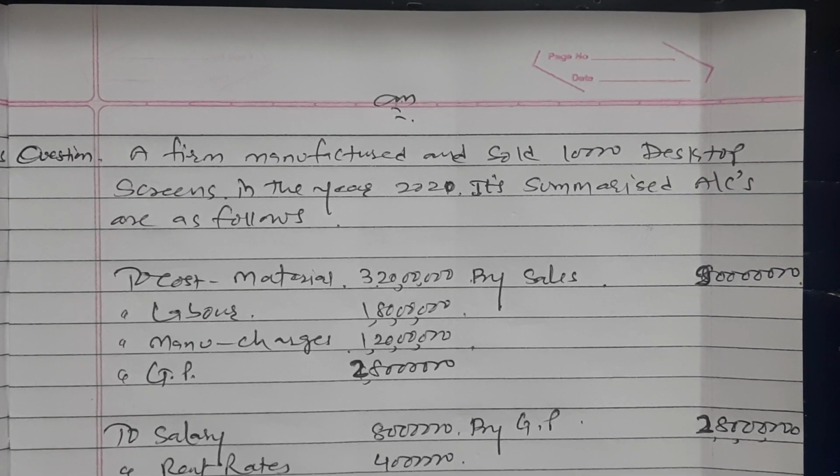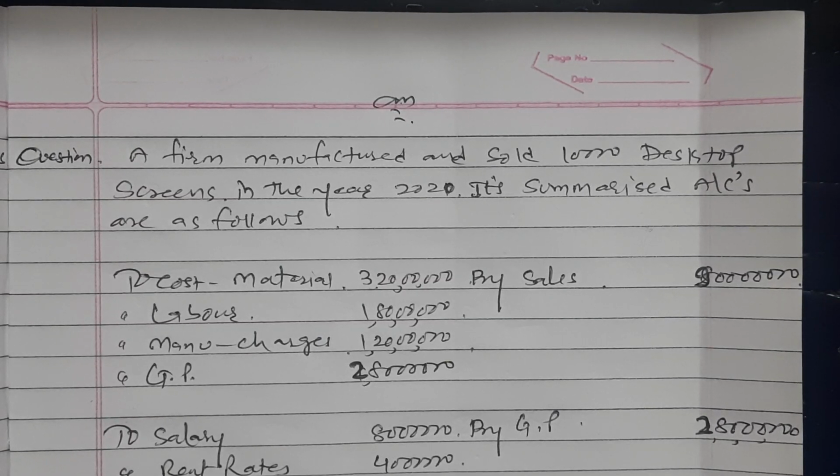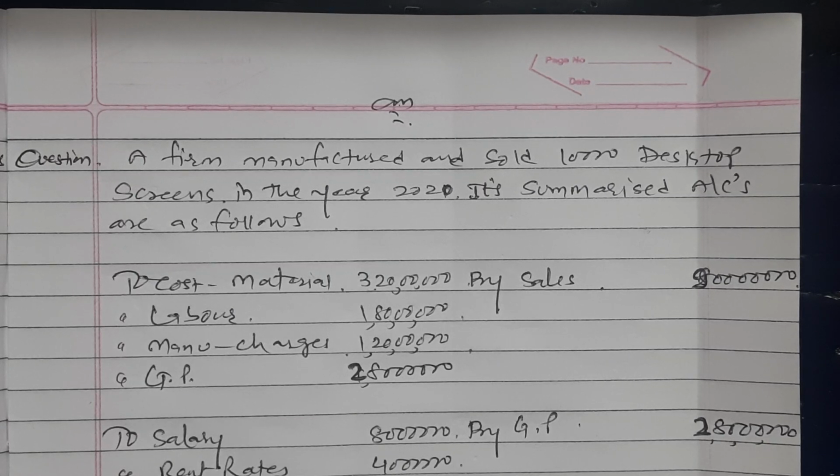Today in this lecture we are going to solve a question of unit cost in cost accounting for SYBCom. As you can see, the given question is: a firm manufactured and sold 10,000 desktop screens in the year 2020. Its summarized accounts are as follows.